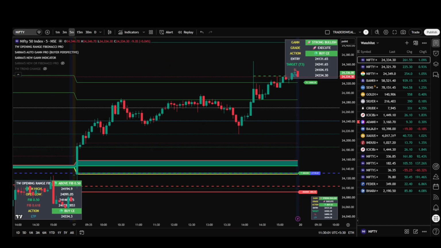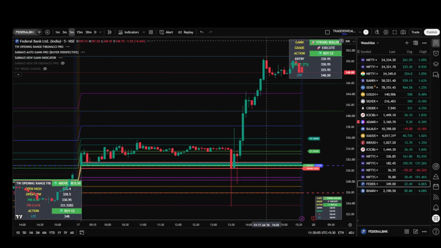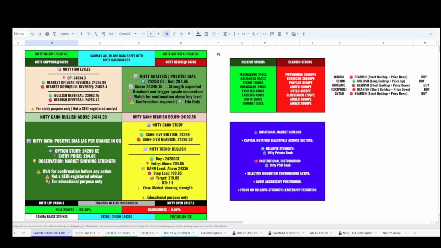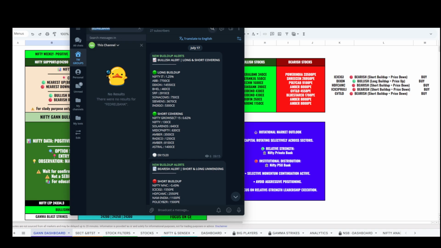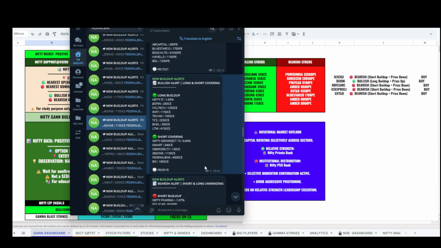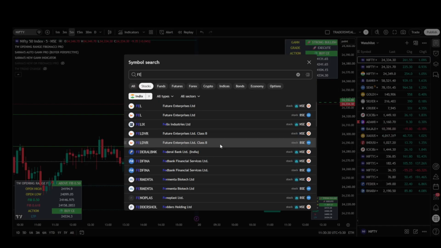I believe I typed wrongly. It's Federal Bank. Federal Bank on Friday we got this here. So you can see 9:20. By 9:20 we got Federal Bank. Of course, the strike price is wrong, but don't worry about the strike price. Just go into the Federal Bank stock.